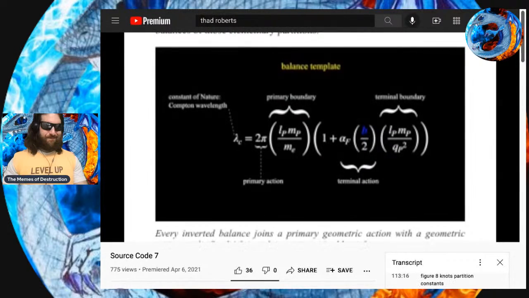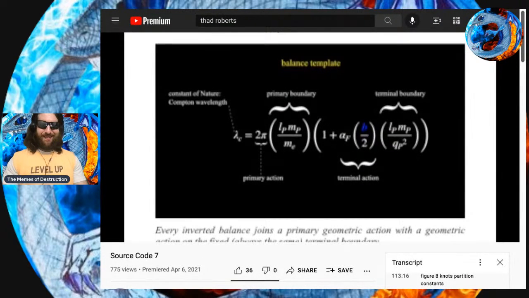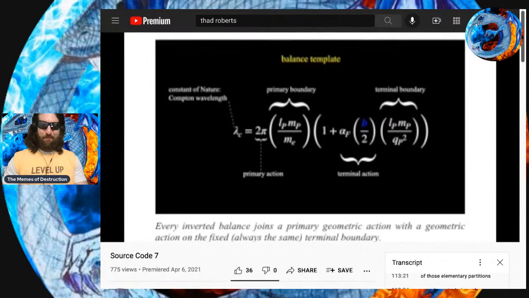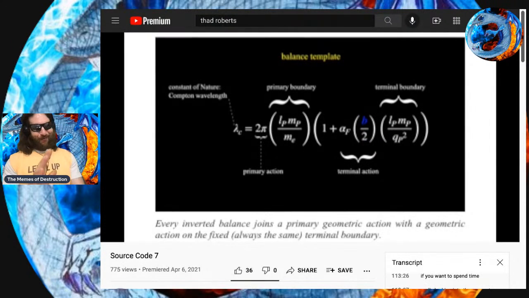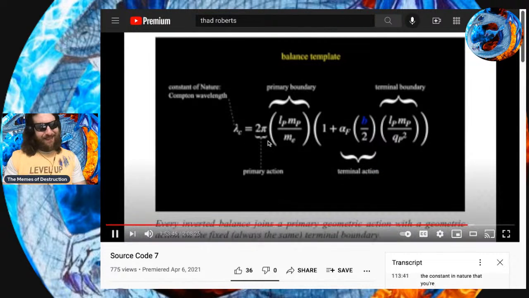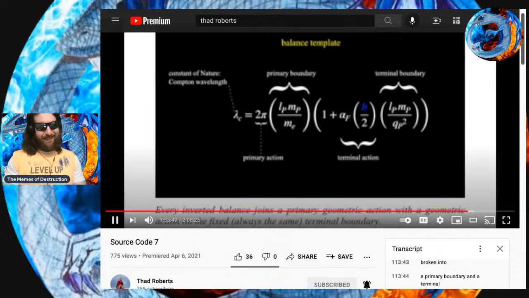Really? So we've got a balance template here, so that if you want to spend time really looking into the constants of nature, and I'm just saying this was put out before the muon G-2 results. Boundaries are involved. That's all I'm saying. This balance template should help. First of all, the symbol on the left would be the constant of nature that you're talking about, right? But it'd always be broken into a primary boundary and a terminal boundary action. If there's two of them involved, it could be just the primary one.